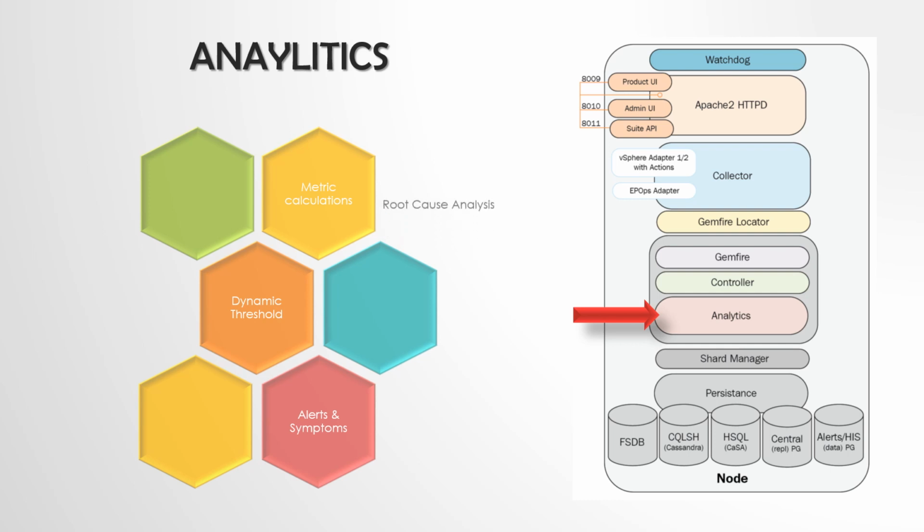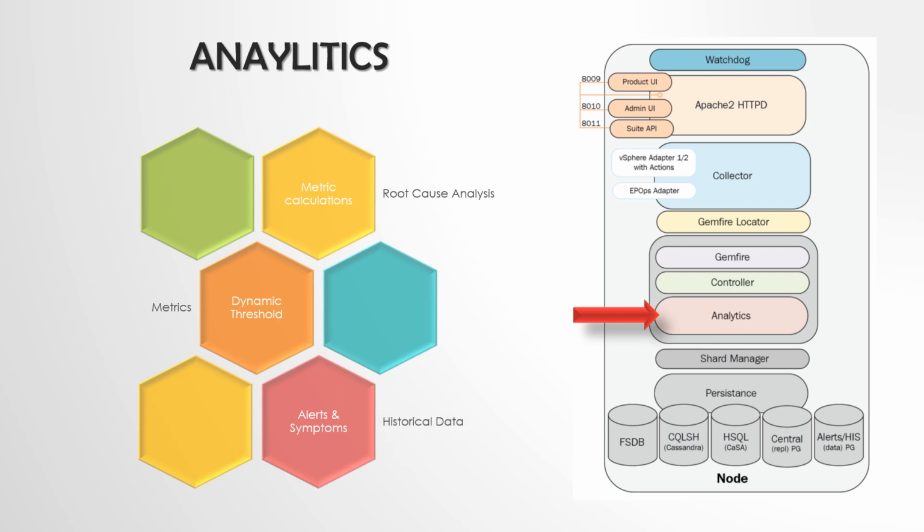Next is the root cause analysis. Now vROps also finds the root cause of a particular issue. Next, it stores and retrieves the metric values also, as it sends the data to store the metric values in the persistence layer and retrieves the metric values from the persistence layer for the calculation.